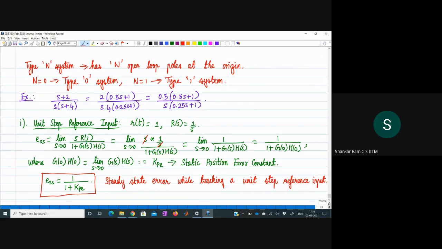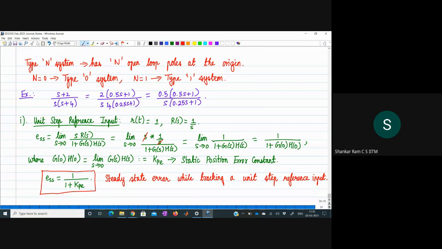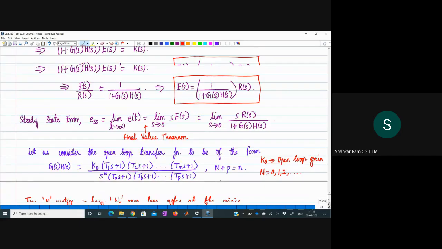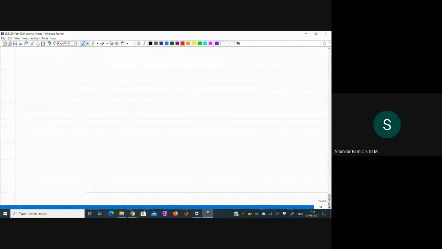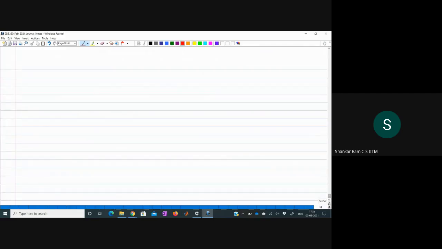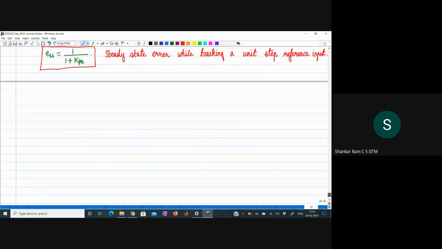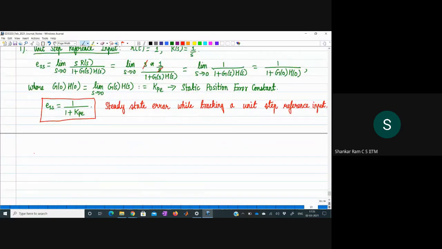Okay, so that's what we do. All right. So what is this KPE now? If we go back to this general way in which we wrote down the transfer function, G of s is k naught times (t1 s plus 1)(t2 s plus 1) and so on. If we want to look at the steady state error in a generic way, what happens is the following.